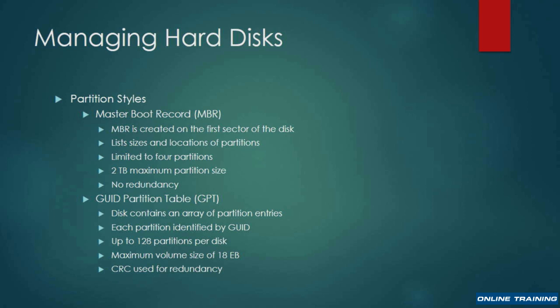In an MBR style disk, which is the kind of traditional style, you have a master boot record that's created on the first sector of the disk. And in that master boot record, it lists the sizes and the locations, the physical locations of the partitions on the hard drive. The master boot record table, though, is limited to 4 primary partitions. You can use extended partitions and logical drives to get around that limit, but the limit still exists. And then you have a maximum partition size of 2 terabytes.